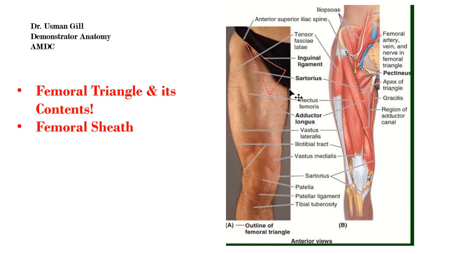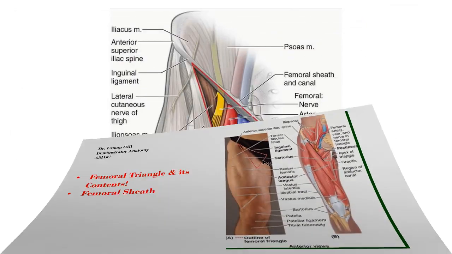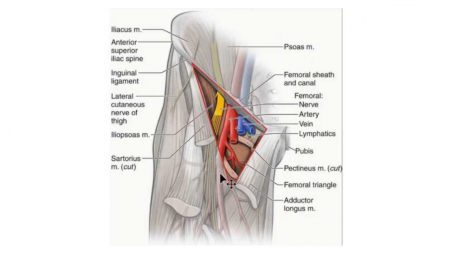It actually appears as a triangular depression, and it is more prominent when we are flexing our thigh, abducting it, or laterally rotating it. So this is the femoral triangle. Now let's talk about the boundaries of this femoral triangle. As you can see, it has three boundaries. This one is the superior boundary, this one is the lateral boundary, and this one is the medial boundary.